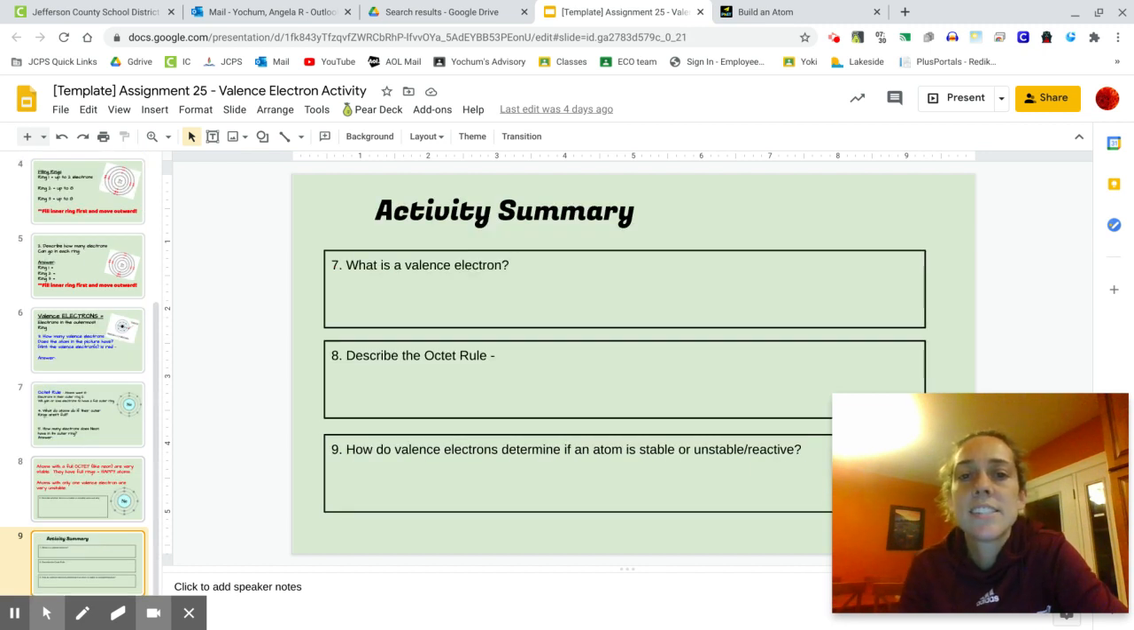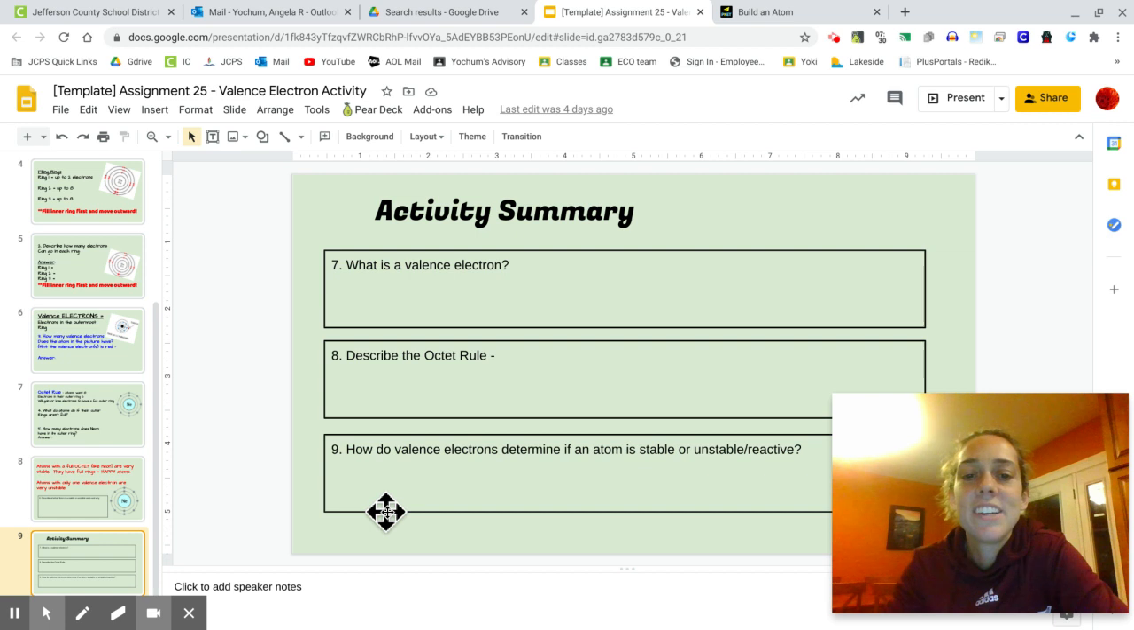And last is just to summarize the activity. What is a valence electron? Remember, valence electrons, let's recall, are the outermost electrons. They are the electrons that are responsible for an element's reactivity, whether it reacts with another atom. Describe the octet rule. Octet means 8. Octagon, it has 8 sides. Octopus has 8 legs. Octet rule is that an atom wants 8 electrons in its outermost ring.